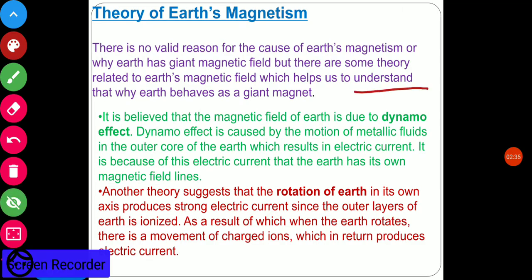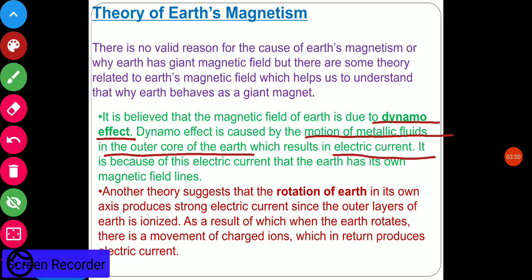According to one theory, it is believed that it is due to the dynamo effect, that is, due to the motion of the metallic fluid in the outer core of the Earth. As we know, metals are in the molten state inside the core, and because the metallic fluid is moving, electric current flows inside it, and because of this electric current the Earth has its own magnetic field lines. So one reason is the dynamo effect.